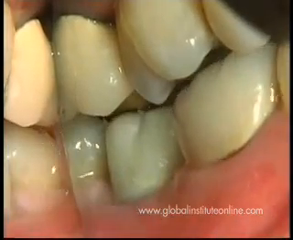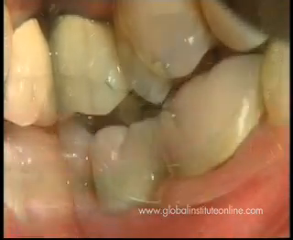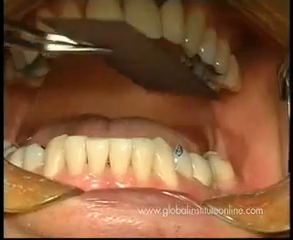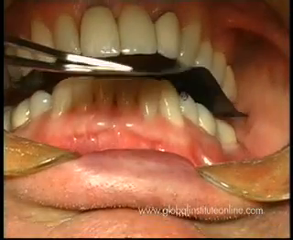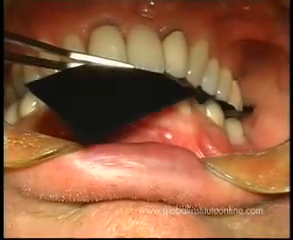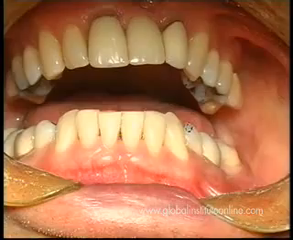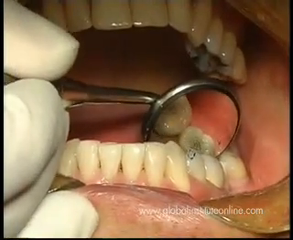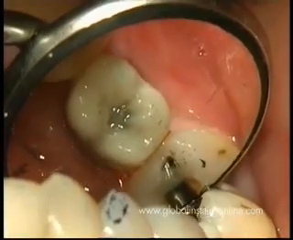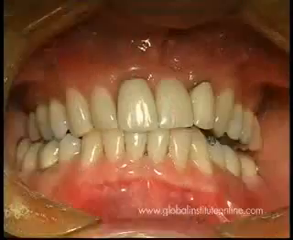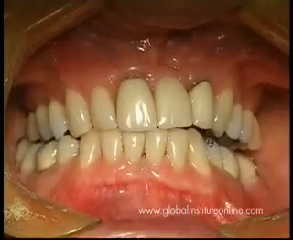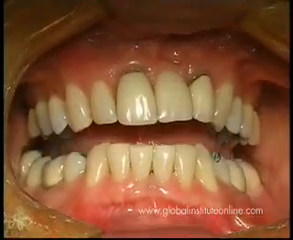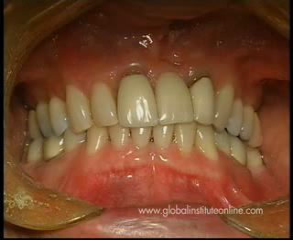And important, as this is an immediate temporization, an immediate function, that we have no occlusion on this acrylic restoration, and that there is no interference when the patient goes into lateral. So here an occlusal check is being done with occlusion paper, and we make sure that there is absolutely no interference on these patients. And as you can see here, we check that very precisely, and we make sure that all the occlusion is on the adjacent teeth.